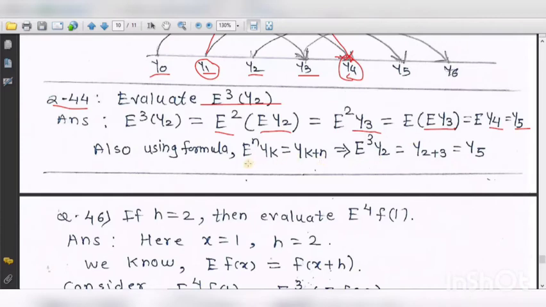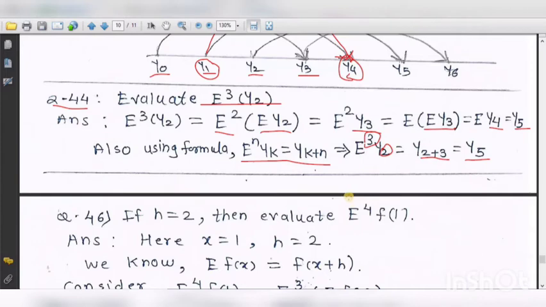The same thing if we use the formula. What was this formula? We have seen that E raised to n y_k is y_{k+n}. What is n here? n equals 3. What is k here? k equals 2. So if we use this formula, with k equal to 2 and n equal to 3, it is y_{2+3}, which equals y5. So in this way, we can obtain any power of any value of y using this shift operator directly.